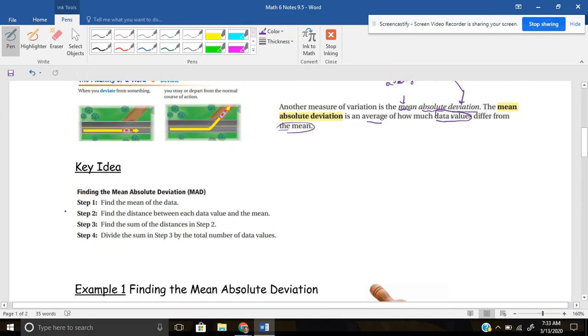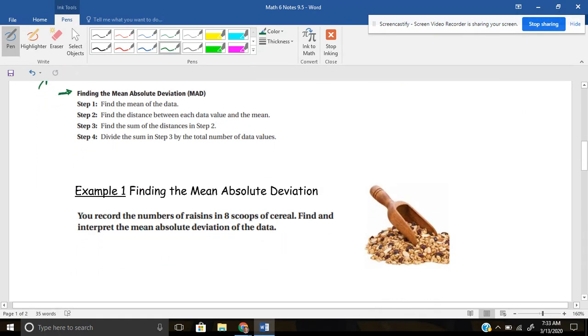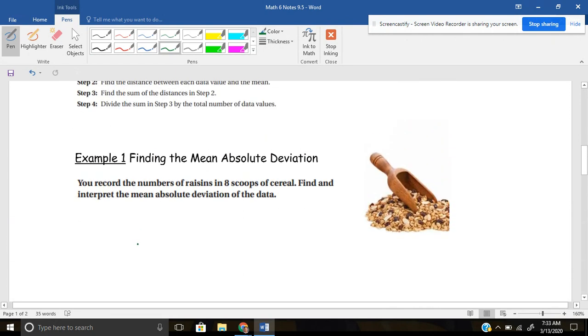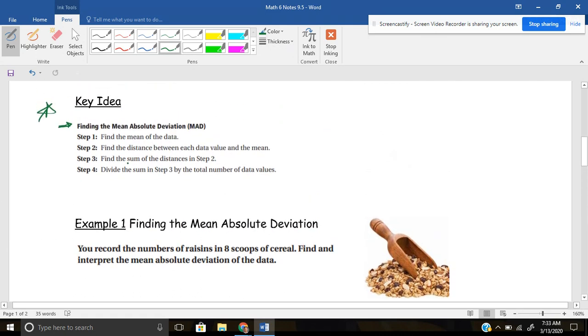So here is a nice little breakdown and step-by-step procedure on how to find the mean absolute deviation. If you understand our definition, I don't really think that you need this, but I'll go through it just so it makes sense for you. Step one is we need to know what the mean is. We need to figure out what the average is. Step two, you find the distance between each data value and the mean. And then you sum them and then divide by how many there are, just like when you find the average.